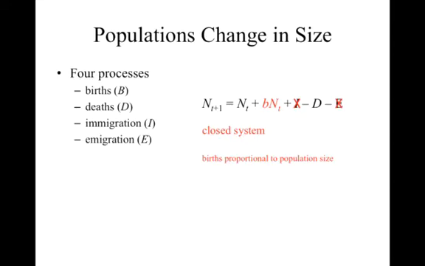If I have more individuals, I'm going to have more babies. So if I have twice as many individuals in my population, I should get about twice as many babies. If I have half as many individuals in my population, I should get about half as many babies.